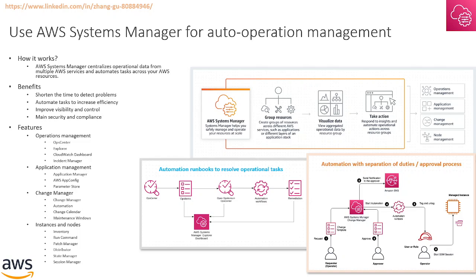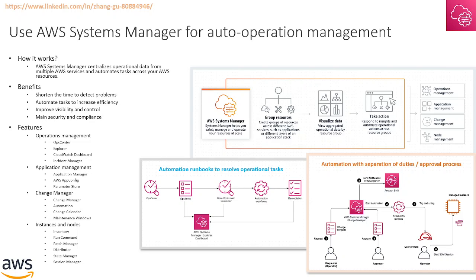Use AWS Systems Manager for auto operation management. It is a centralized operation hub, not only for AWS resources, but also for your on-prem resources in a hybrid cloud environment. Using AWS Systems Manager automation capabilities, you can decrease the time to resolve critical incidents, reduce manual efforts, and improve your security posture at scale.